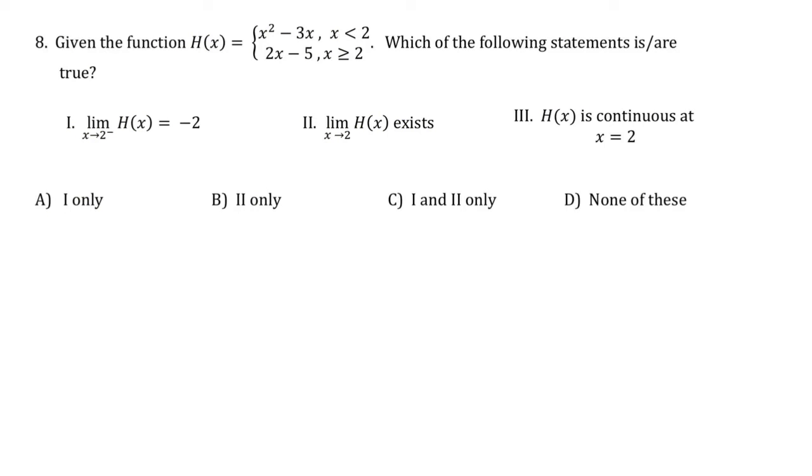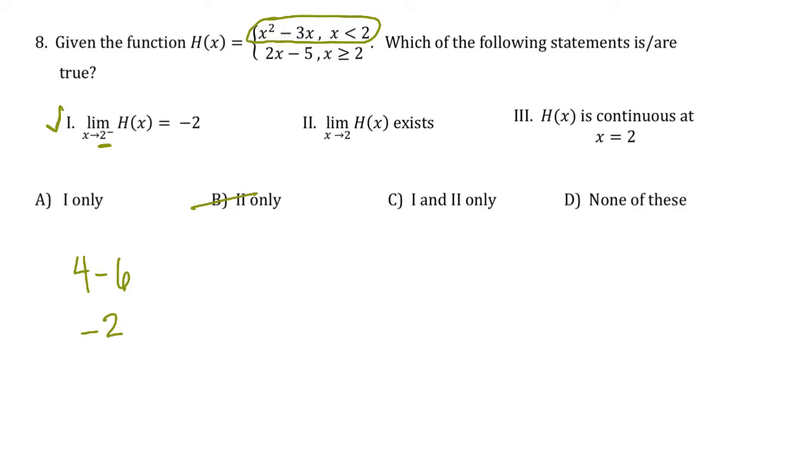Okay, number 8, which of the following statements would be true? So again, going through, looking at the first statement, the limit as x approaches 2 from the left. From the left would be this portion here. So I'm going to plug in up there, and I'm going to have 2 squared minus 3 times 2. That's going to give me negative 2. So that tells me that that is definitely true.